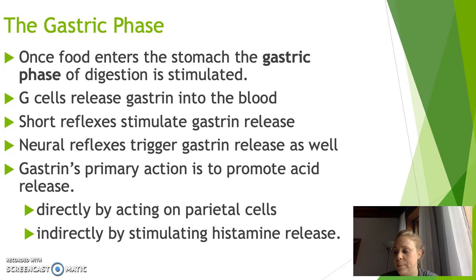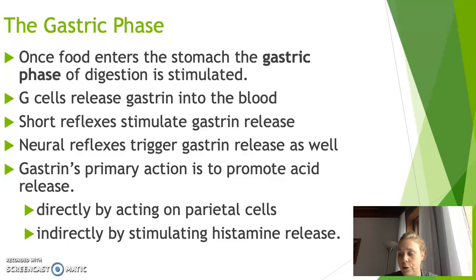Once food enters the stomach, stimuli in the gastric lumen initiate a series of short reflexes that make up the gastric phase of digestion. G cells, which are found deep inside the gastric glands, secrete the hormone gastrin into the blood. And in these short reflexes, gastrin release is stimulated by the presence of amino acids and peptides in the stomach and by distension of the stomach.